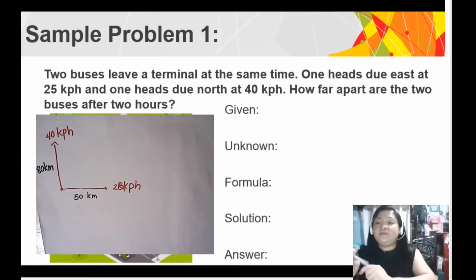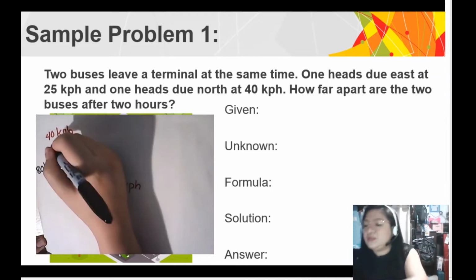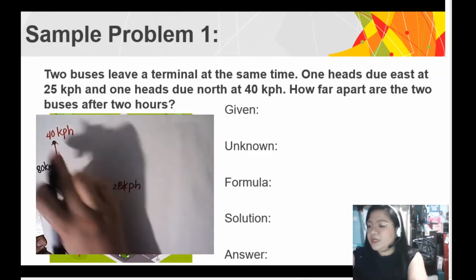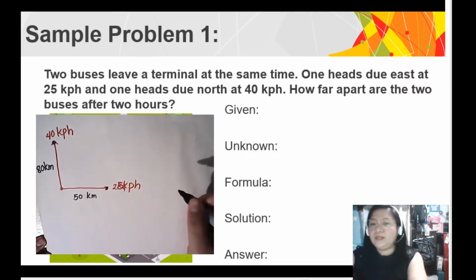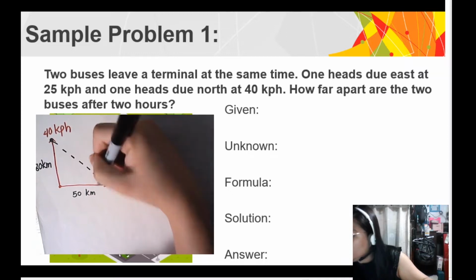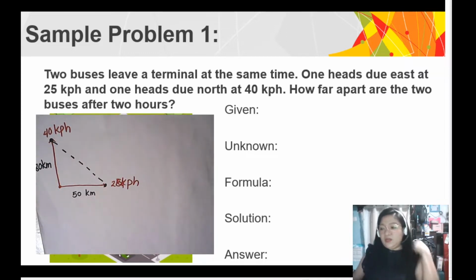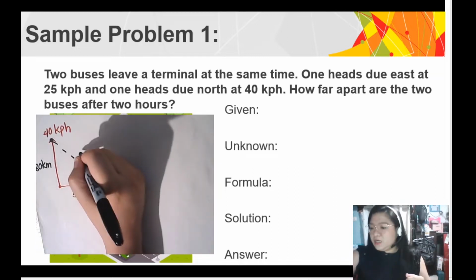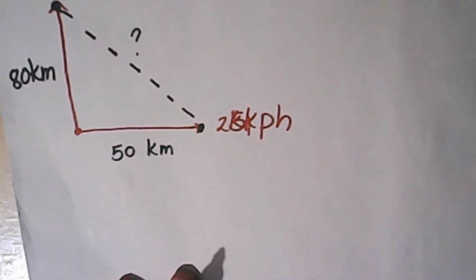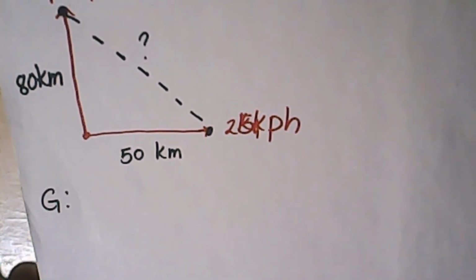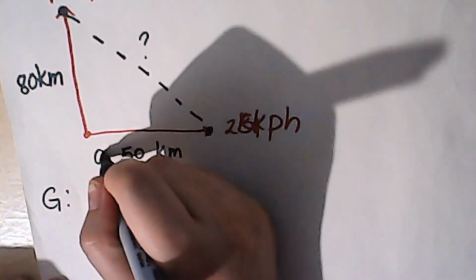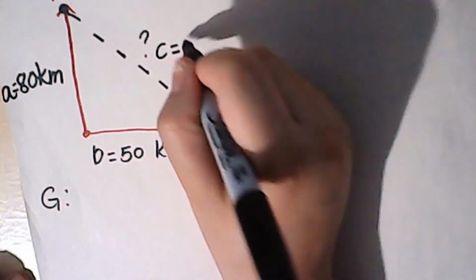How far apart are the two buses after 2 hours? So suppose the bus due north is on this point, and the bus due east is on this point. What is the distance from the bus going to the north to the bus going to the east? So this is our unknown. Following the GUPSA method, let us identify our given, our 80 and 50, but let us identify them by assigning variables. We are going to call it as base or B, while we are going to call it as A. Now, we are looking for the hypotenuse, which is C.